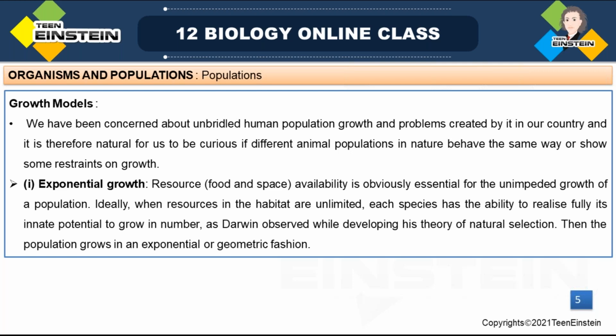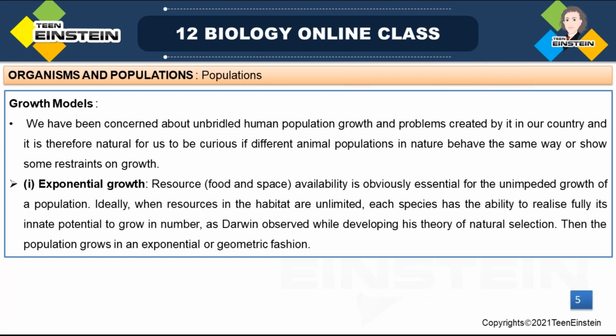According to Darwin, when resources in the habitat are unlimited, each species of organism shows maximum potential to grow and increase in number. When food and space are unlimitedly available, each organism will have the tendency to grow to its full potential, and that will increase the number, so that increases the population.